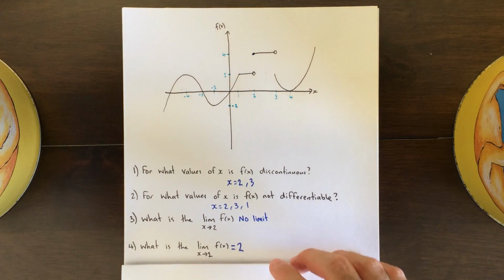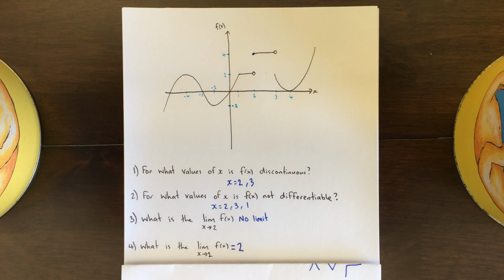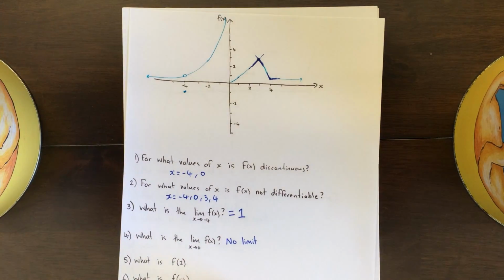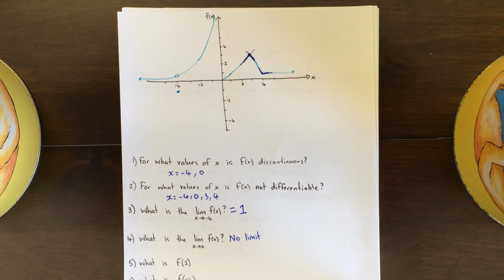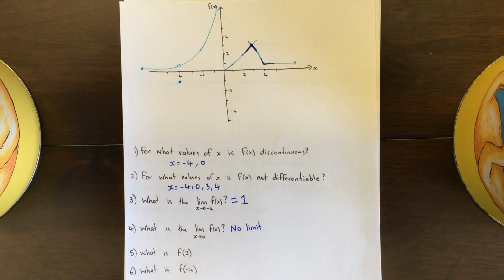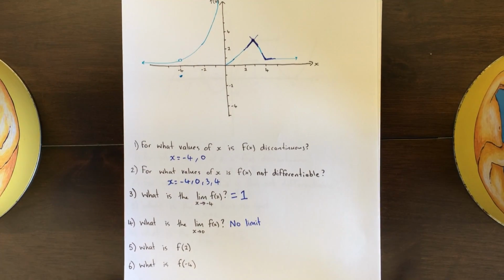Alright, so that is our limits, our continuity, and our differentiability. We're going to look at just a couple of other random questions that they can ask with these graphs. See if I can get everything in. We've got 5 and 6. We don't quite have 7. Let's go up a tiny bit.